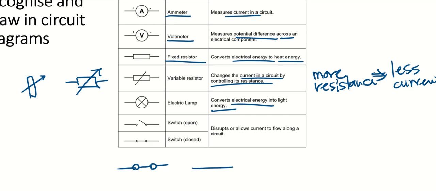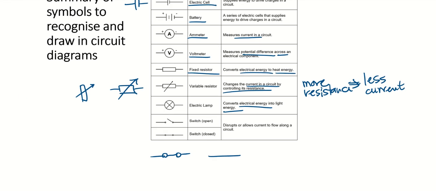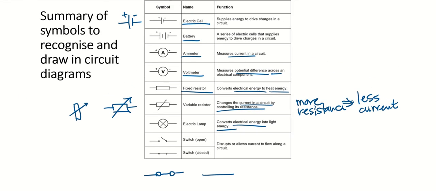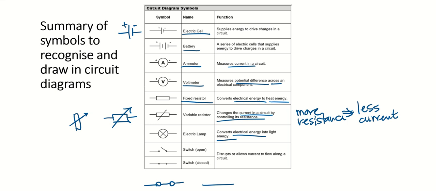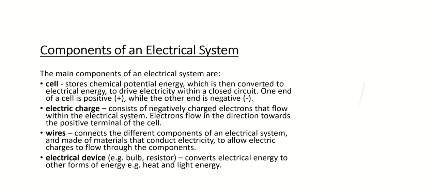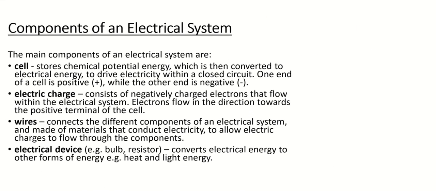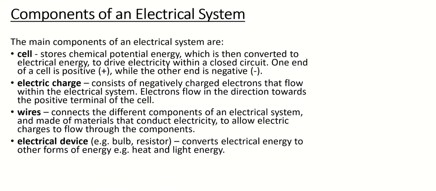Okay, so it opens and closes the circuit. Right, so you need to know the symbols, know the name, as well as the function. So you need to memorize this table. Okay, let's move on. We talk more about the components of an electrical system.